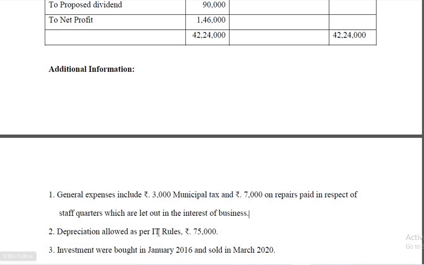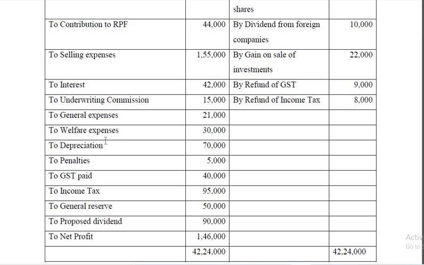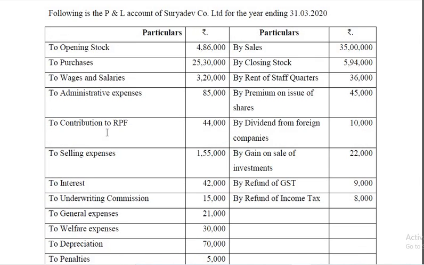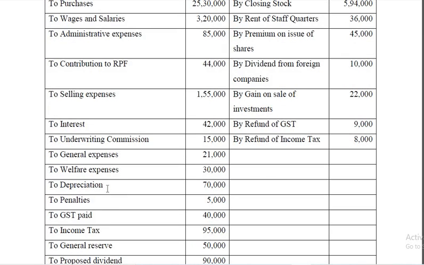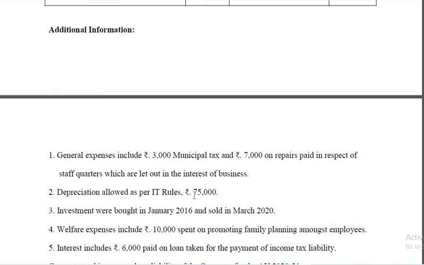Then depreciation allowed as per income tax rules 75,000. Here, if you look at the problem, let us see. Yes, depreciation is debited with 70,000. 70,000 should be added back, and 75,000 should be deducted. Add 70,000, deduct 75,000.